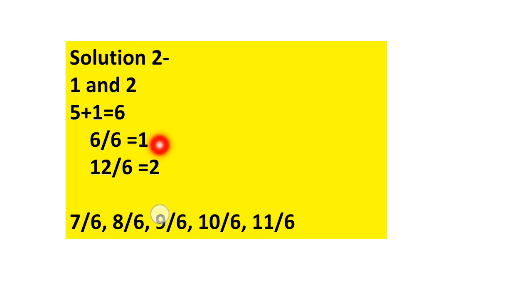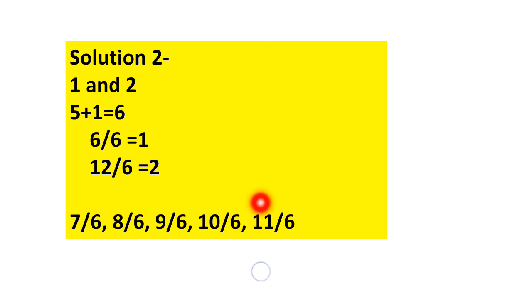If we divide this by 6, we will get 1. Next, again in the denominator we have to take the 6 only. But in the numerator we have to take the number such that if we divide by 6, we should get 2. So it is 12. So 6 2s are 12. So we got 1 and 2. Now you can see 6 by 6 and 12 by 6. Between these two, there are so many rational numbers. So after 6 by 6, 7 by 6, 8 by 6, 9 by 6, 10 by 6, 11 by 6. So we got the 5 rational numbers.